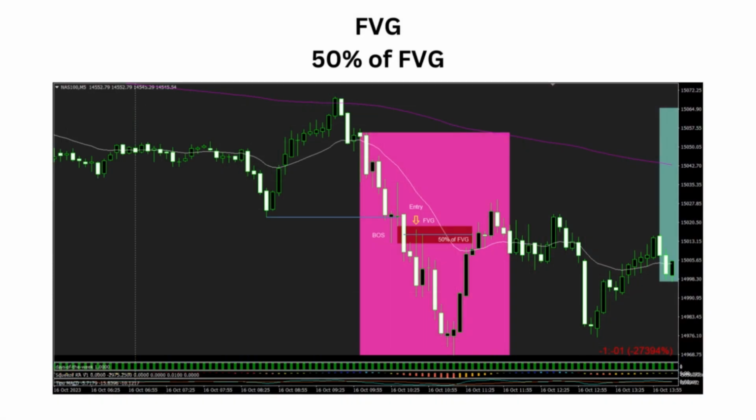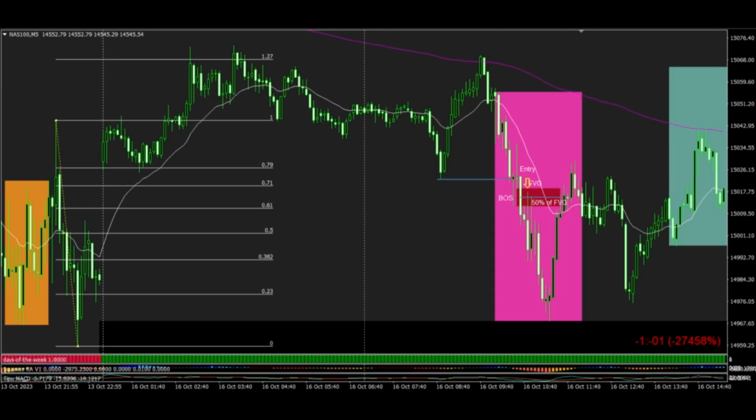Our fair value gap entry again happens during the London session, and you see a break of structure and then a return into the fair value gap, and the 50% level is your entry. This is the Fibonacci basis for that fair value gap entry. Price reached the 1.27 level and failed to go above it. Then it broke structure to the downside, and that created a fair value gap, and your entry is at 50% of that fair value gap.